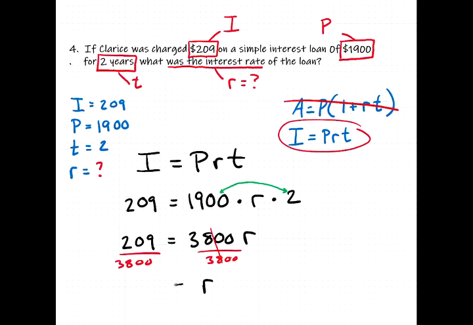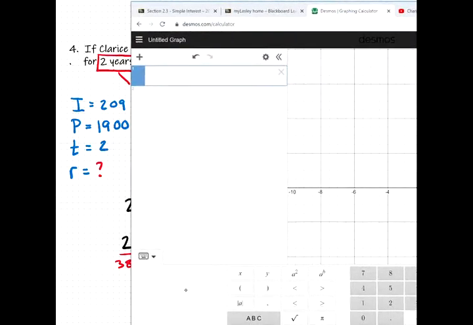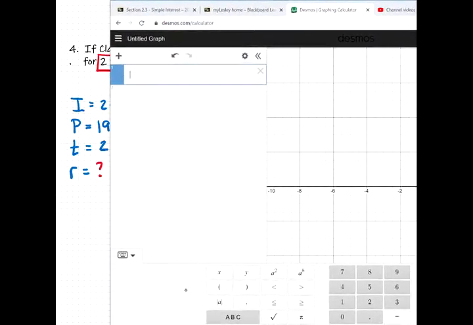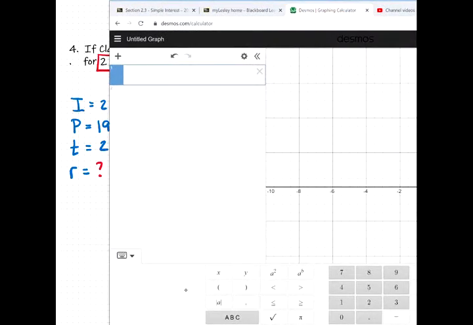And we have R is equal to, well, 209 divided by 3,800. So let's use our calculator for that. Okay, so 209 divided by 3,800. Okay, so 0.055. That's our decimal value for R.